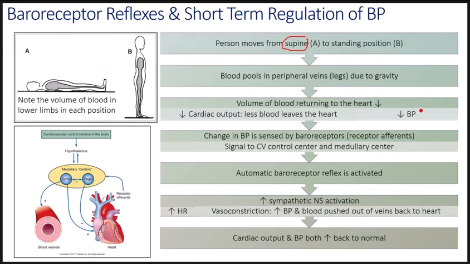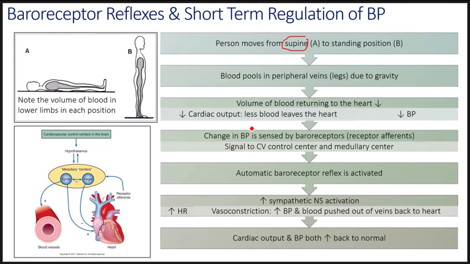And what that's going to do is create a reduction in blood pressure, remembering that if there's less volume being pumped out, there's going to be less pressure as well. But we lie down and stand up all the time. So our body has this natural compensatory mechanism to correct for that.